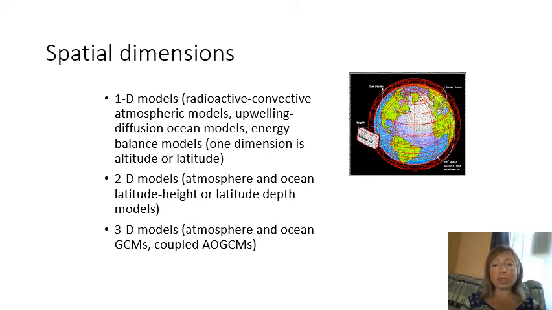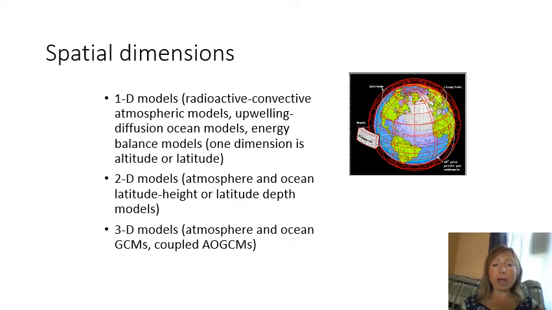The second level of complexity are 2D or two-dimensional models. Again, they can be used for modeling the ocean, or they can be used for modeling the atmosphere, or sometimes even both. And they explore the relationship of variables within two dimensions. For example, latitude and altitude in the atmosphere or height, or latitude and depth in the ocean. We can look, for example, at the behavior of the temperature in connection with latitude and altitude in the mountains at the same time. And finally, the 3D models are the so-called AOGCMs.